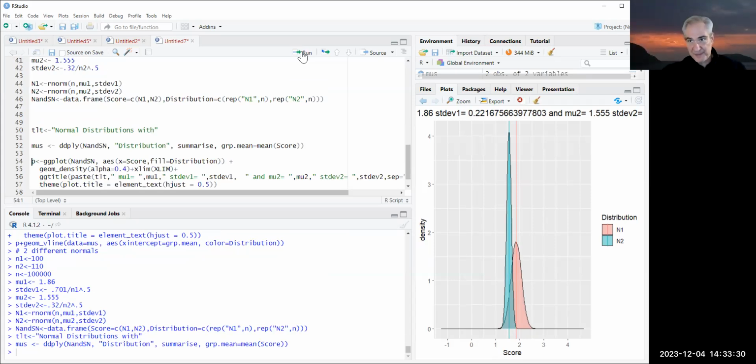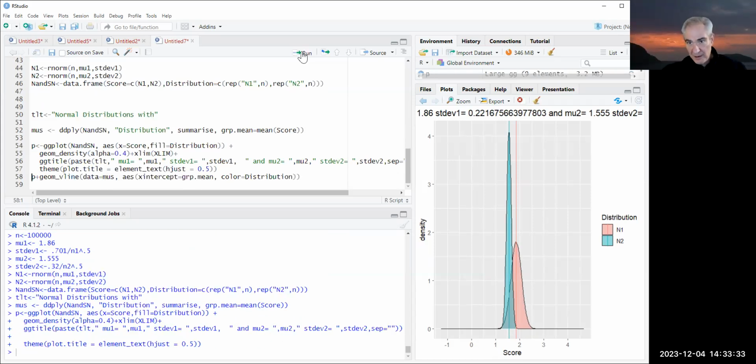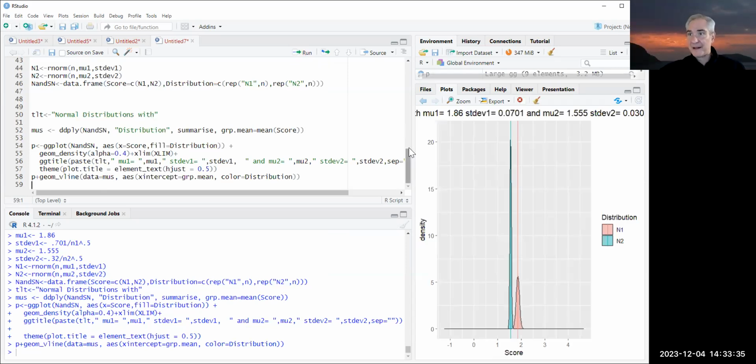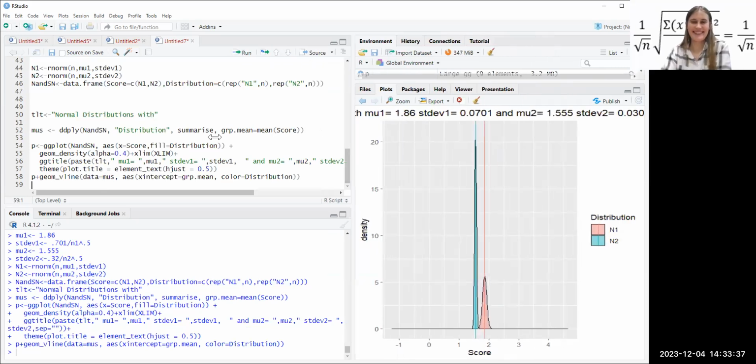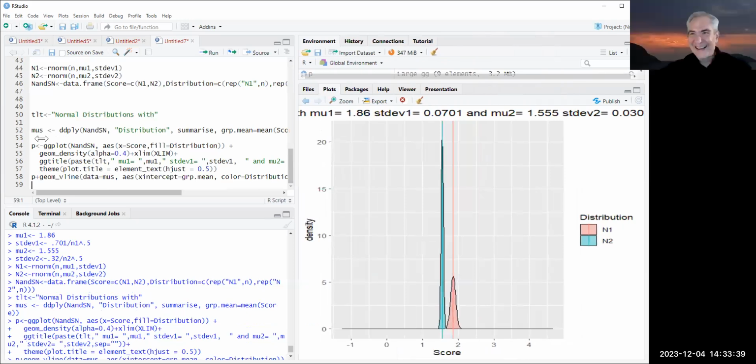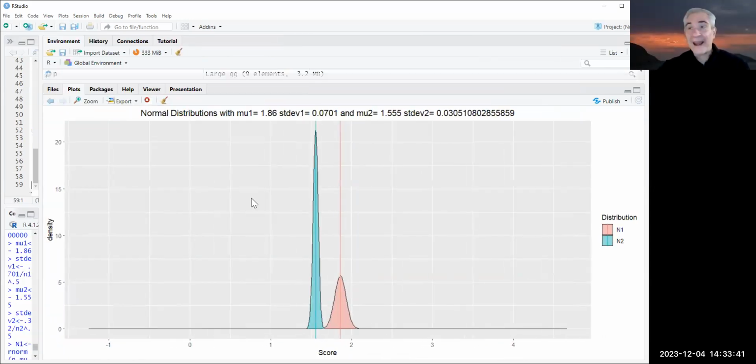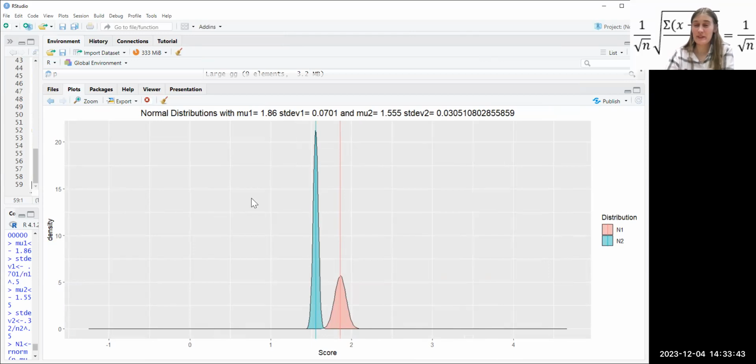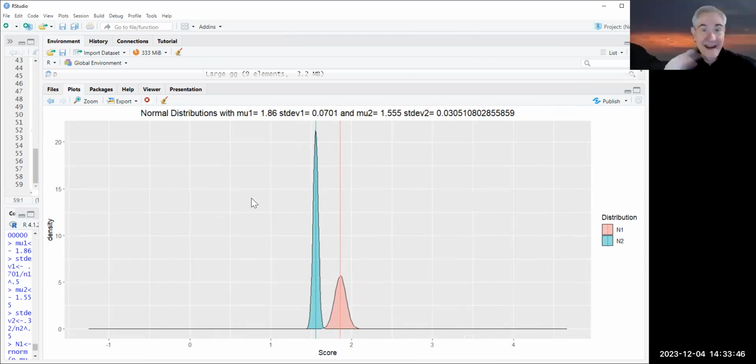Using the same limits as before. Hopefully this makes it even... yeah, I think that's what's happening. Okay. Nice. Now you can see they're totally separated.